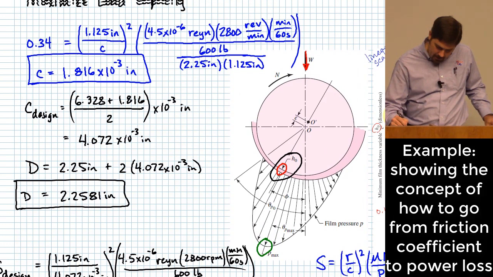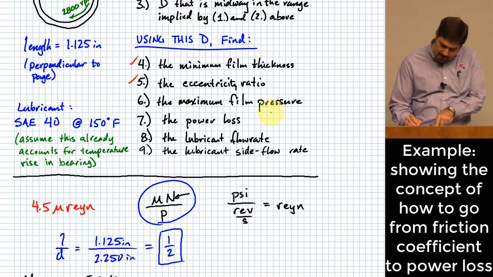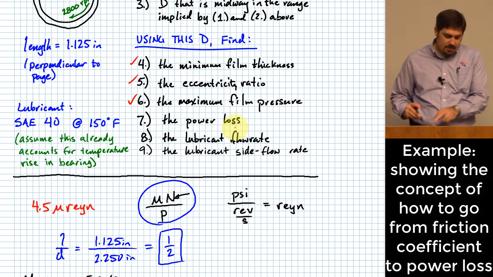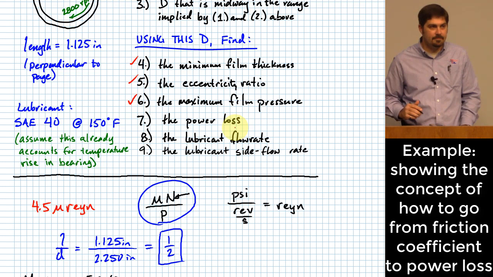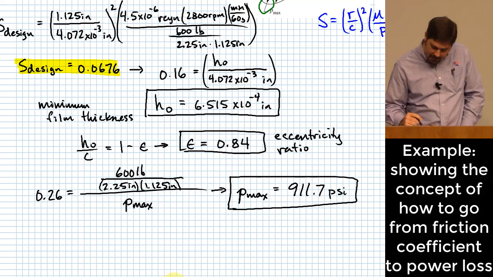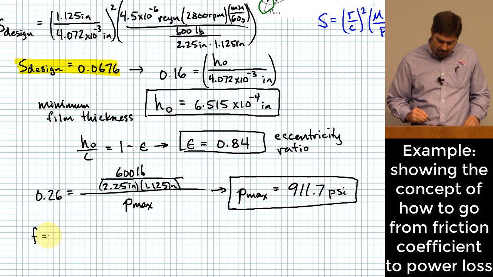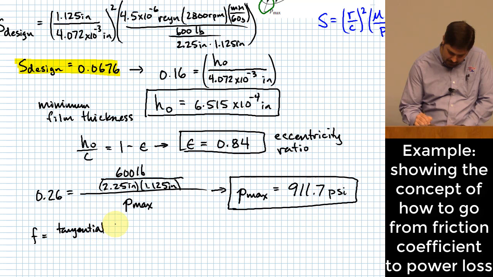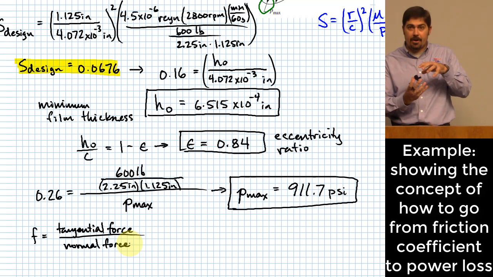All right, so now we go up here and look at our next thing we're supposed to find. Power loss, because we just finished that one. The power loss, how do we find power loss? This takes us a little bit of thinking to figure out how much power loss we're going to have in this bearing. We need a friction factor. Remember, a friction factor is equal to what? Tangential force over what? Normal force. Well, it just so happens we know what the normal force is in our bearing. The normal force is 600 pounds.